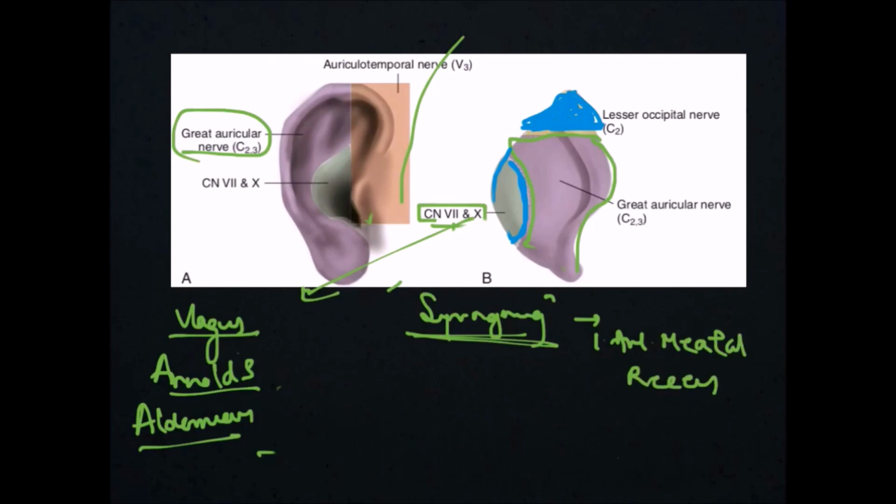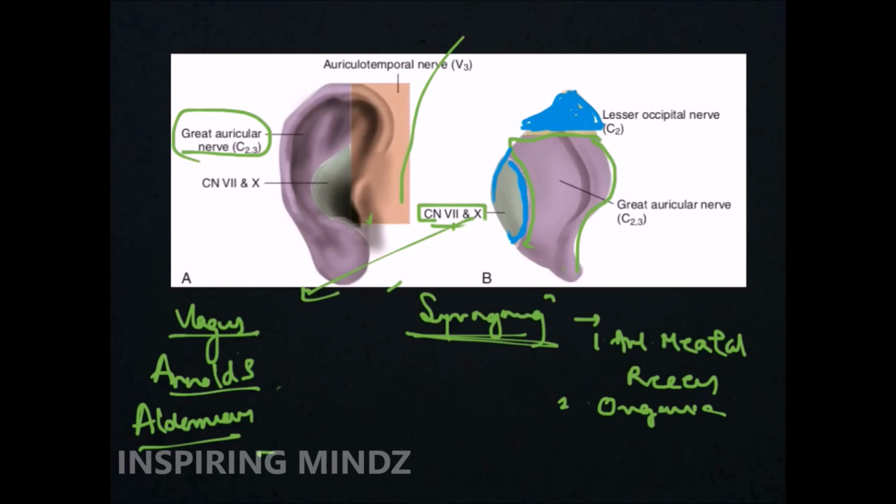What will be the point number 2? When the foreign body is an organic foreign body, because an organic foreign body will take up the water, it will undergo swelling and lead to complete obstruction of the lumen, thereby making the removal difficult. This is point number 2. Now what is the third?